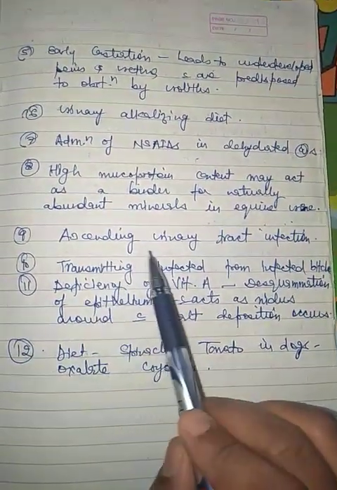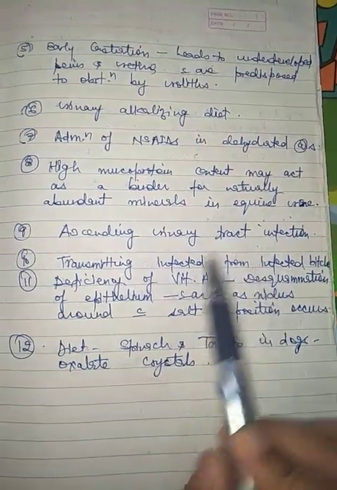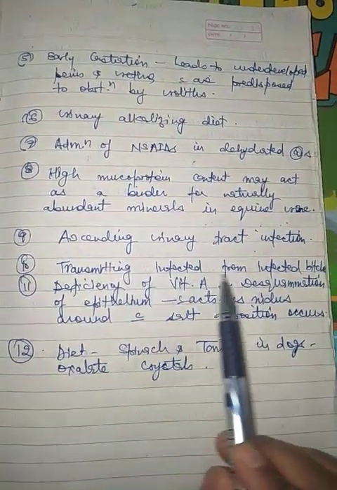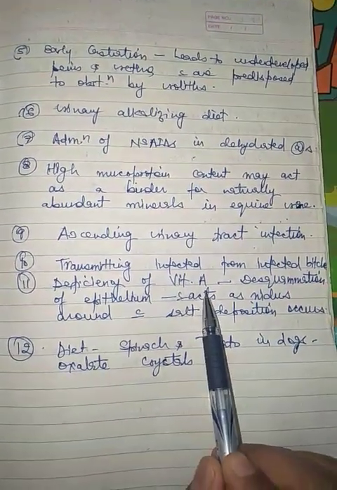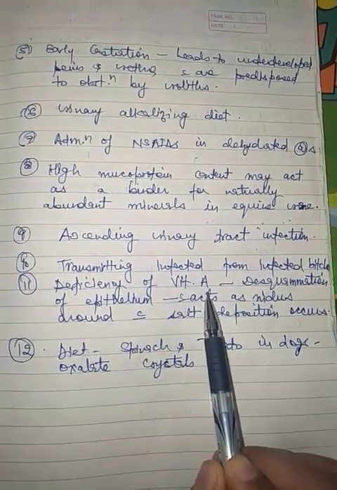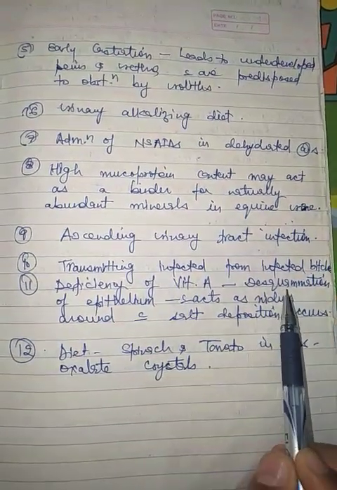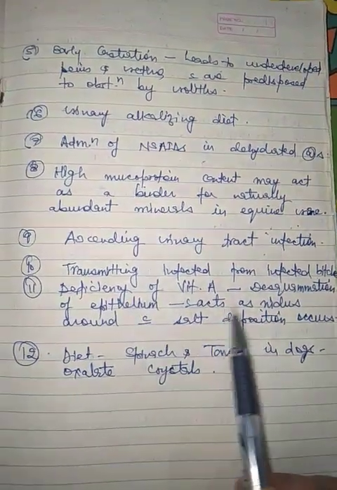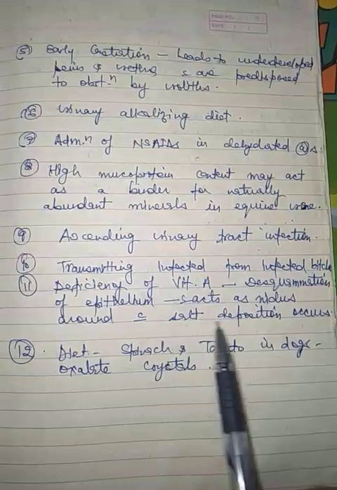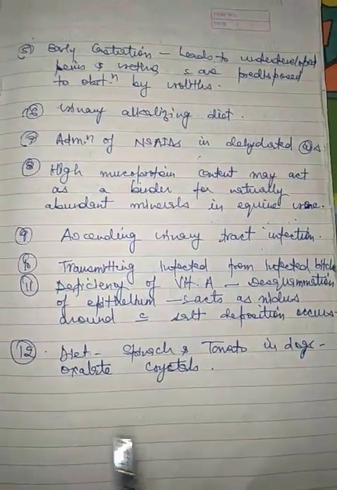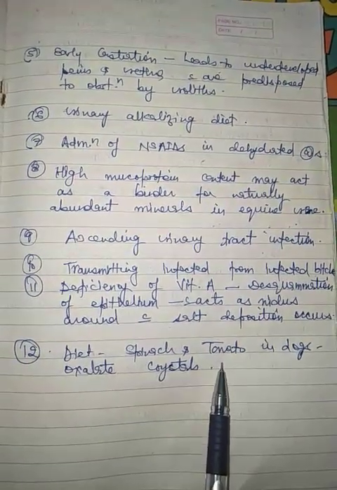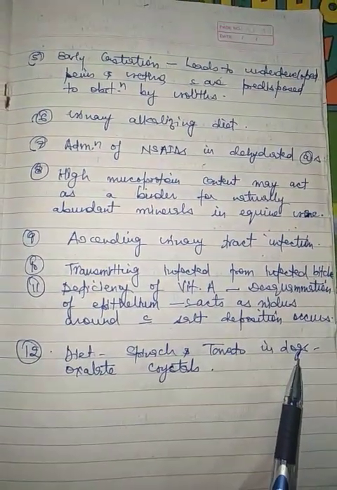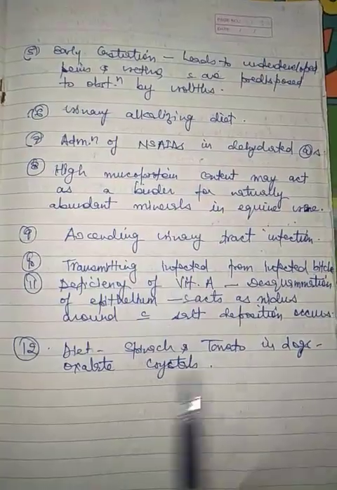Then any ascending urinary tract infection. Then transmitting the infection from infected bitches. Then deficiency of vitamin A. If vitamin A deficiency is there, desquamation of the epithelium occurs, which acts as a nidus around which the salt deposition occurs. Then a diet rich in spinach and tomatoes in dogs predisposes the animal to oxalate crystals.